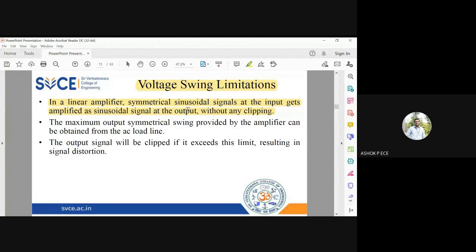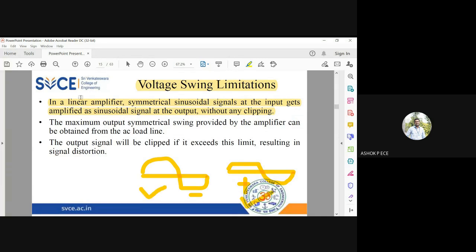The amplifier is also the same. If the amplifier is linear, meaning it is working in the active region where the output is proportional to the input, whatever sine wave you give will be exactly amplified at the output without any clipping. Clipping, I gave you an example, right? This is clipping. This portion of the sine wave is cut, or this is also clipping. Here I have clipping in the negative region. Here I have clipping in the positive region.